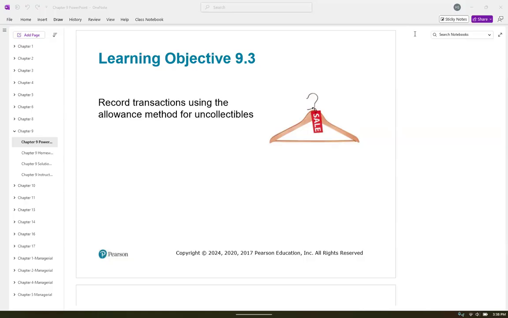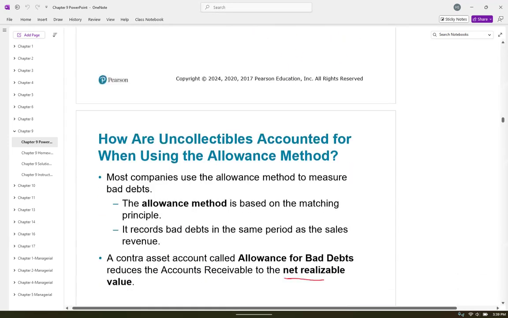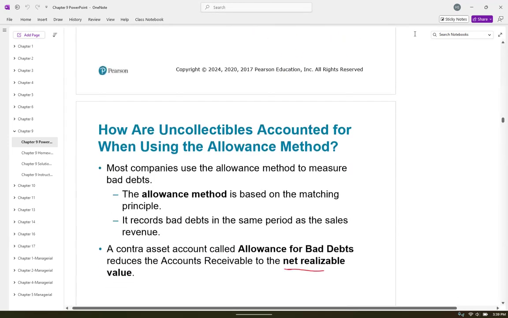The journal entries for both methods are exactly the same. The only thing different between these two methods is how we calculate the bad debt expense. Okay, so don't get confused thinking you've got to learn journal entries for two different ones. They're exactly the same. Only thing different is how you calculate the number. Okay, so we're going to introduce a new account called allowance for bad debt.